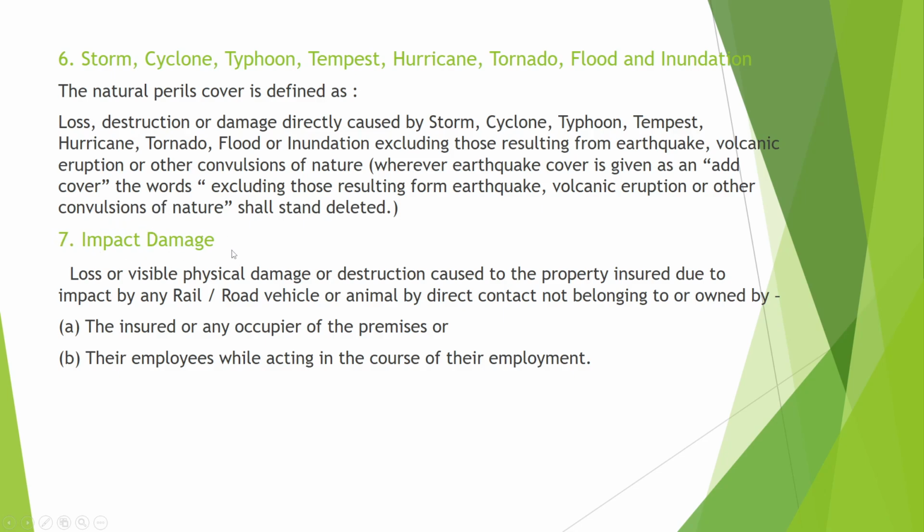Another is impact damage: loss or visible physical damage or destruction caused to the property insured due to impact by any rail or road vehicle or animal by direct contact, not belonging to or owned by the insured or any occupier of the premises, and their employees while acting in the course of their employment. You can take impact damage cover also. These two can opt for this impact damage policy.